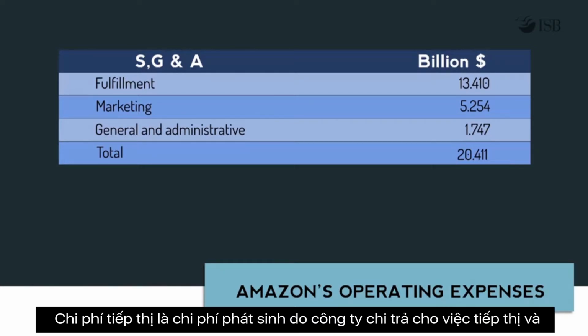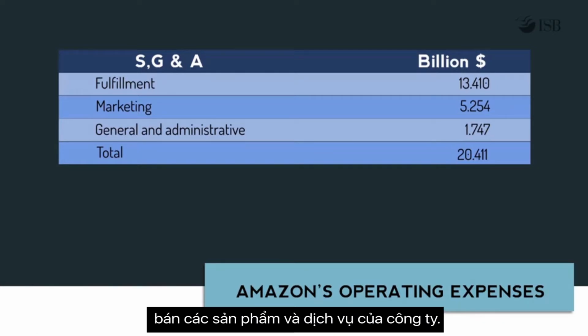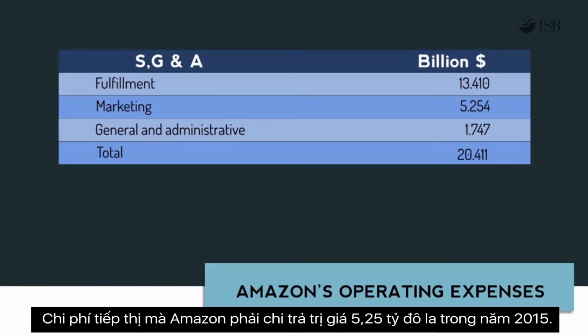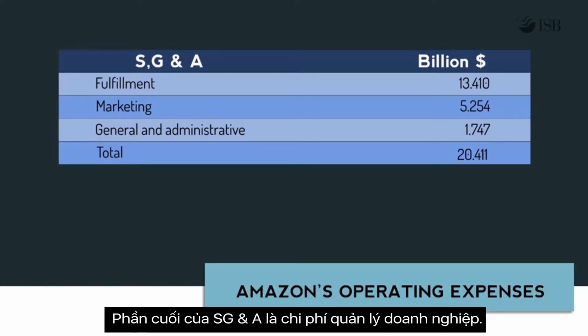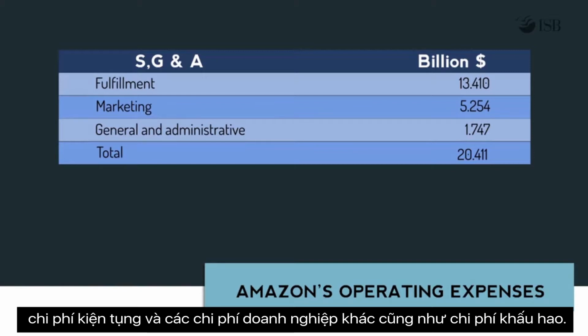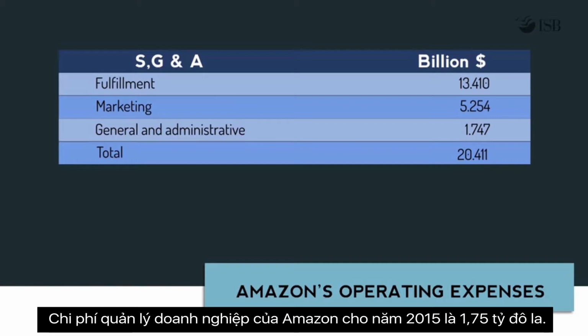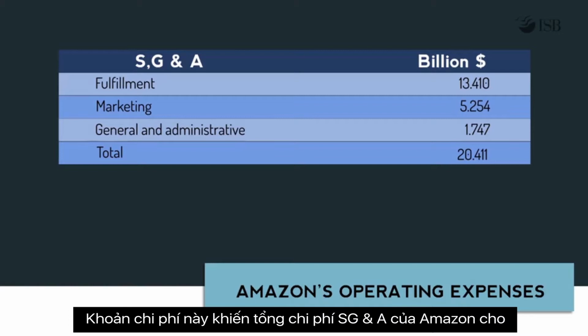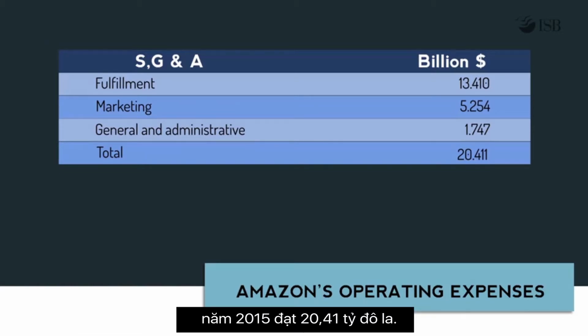Marketing expenses are costs incurred by a company in marketing and selling its products and services. Amazon incurred marketing expenses of $5.25 billion in 2015. The last part of SG&A is general and administrative expenses. This includes payroll expenses, professional and litigation expenses, other corporate costs, as well as depreciation expenses. Amazon's general and administrative expenses for 2015 were $1.75 billion. This gives Amazon's total SG&A for 2015 to be $20.41 billion.